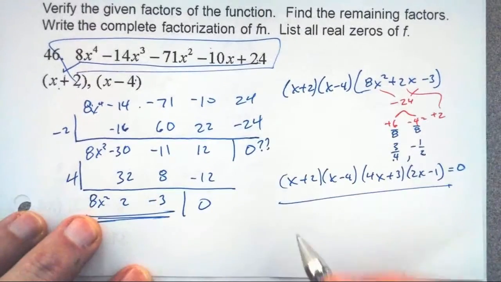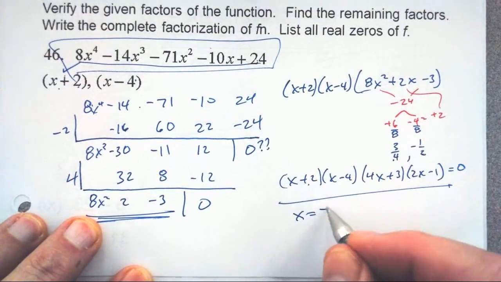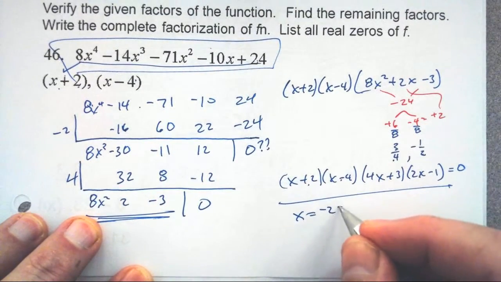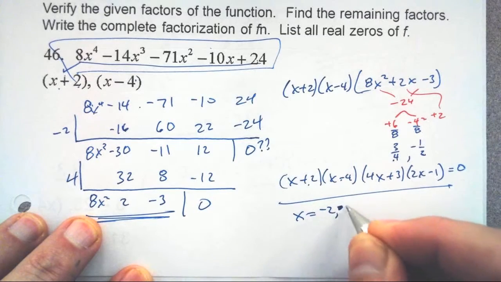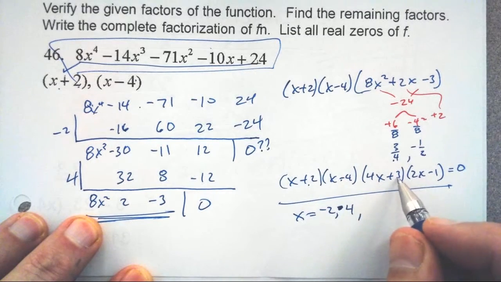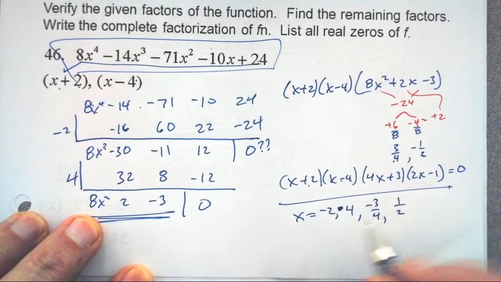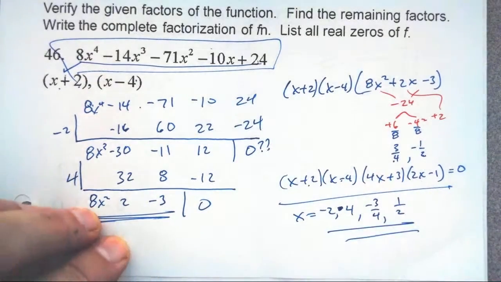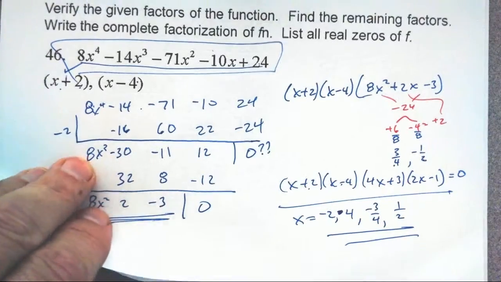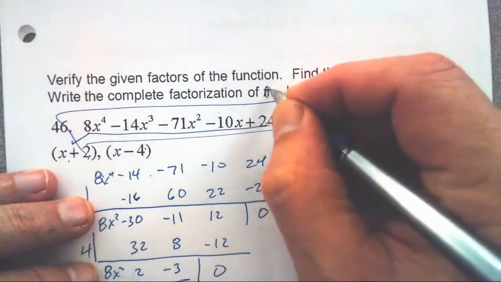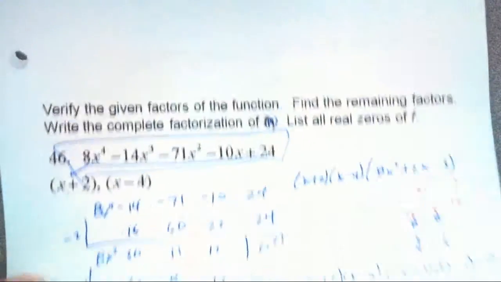So list all of the real zeros. If I set this equal to 0, subtract 2, add 4, whoops, forget that comma, 4. Subtract 3, divide 4, add 1, divide 2. There are my zeros. I'm not sure why this says Fn. This should say f of x. Just noticed that.